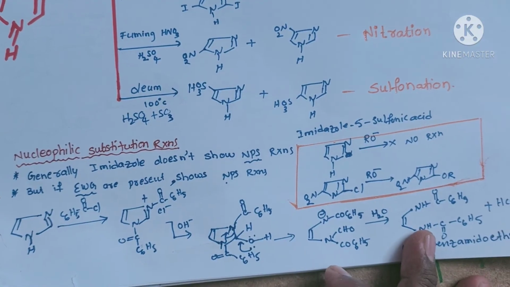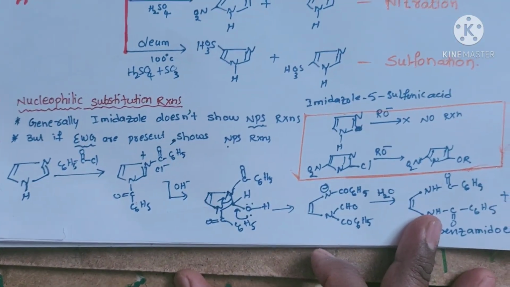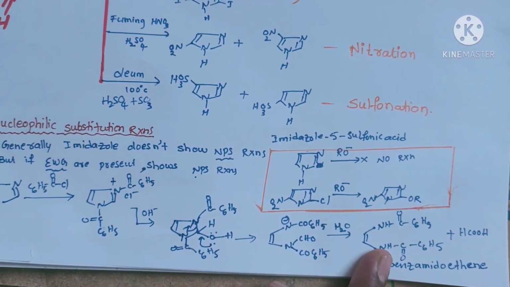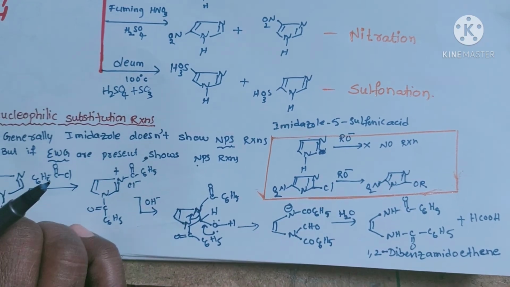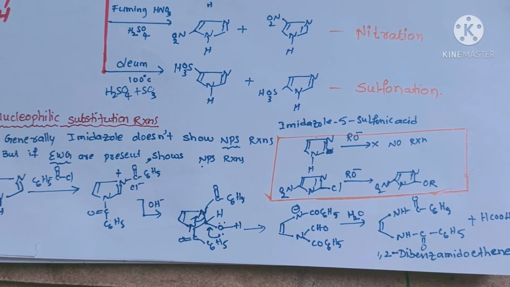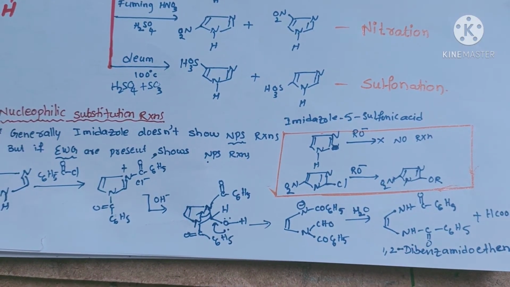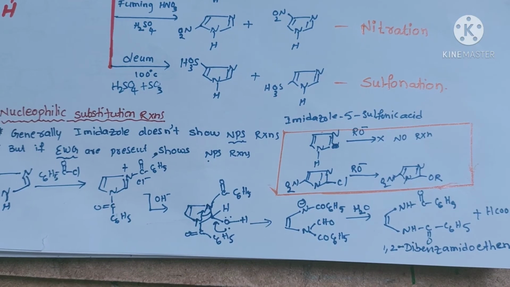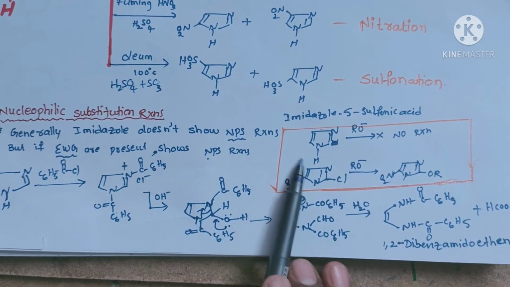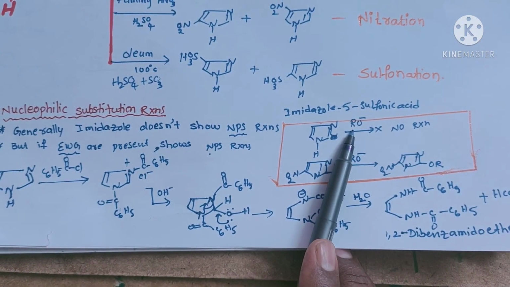Now look here, imidazole shows some nucleophilic reactions also, but actually pure imidazole is less reactive or less susceptible to nucleophilic substitution reactions. But whenever electron withdrawing groups are present, it may undergo nucleophilic substitution reactions. For example, look at this, this is pure imidazole. When it is treated with an alkoxide as a nucleophile.